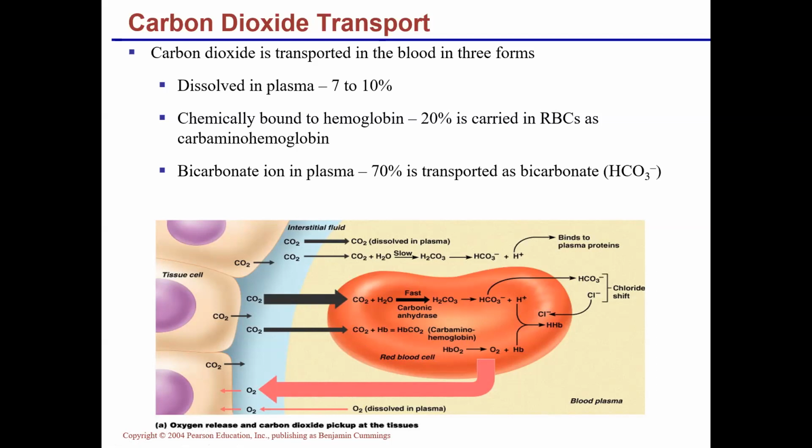Okay, and then the thinnest arrow here: a very small amount of CO2 will get to the plasma, bind to the water, and then convert to bicarbonate ions. It's the same reaction, but in the plasma, because there are no enzymes there, this reaction is very slow. Okay, so we can say there are 4 ways for CO2 to be transported in blood.